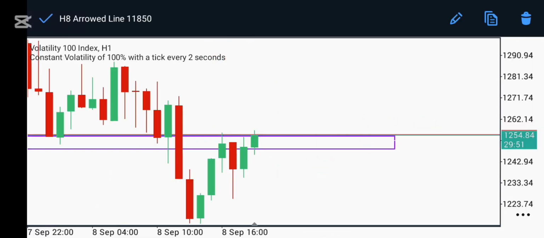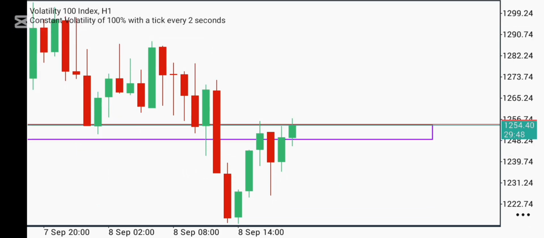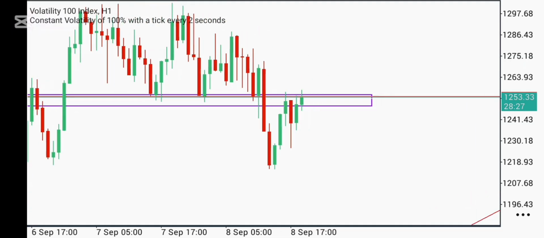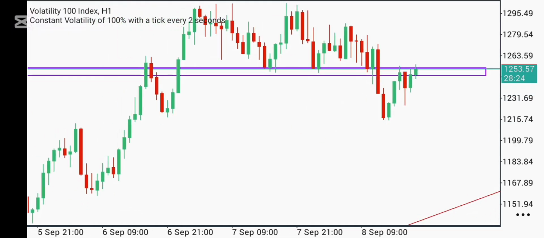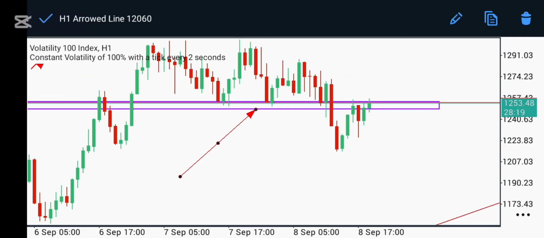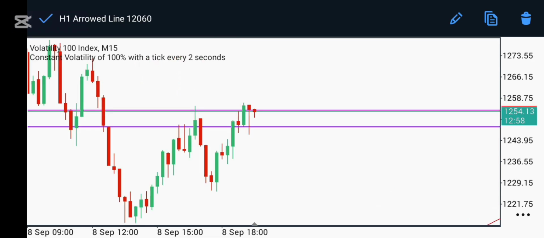Keep going down to H1. Now on the H1 time frame, you can see how many times the market retested, then broke below. That means the market actually closed. If you are looking from the 1 hour time frame, the market actually closed below, and then it's trying to retest the zone. So we're gonna head straight to the 15 minutes time frame to confirm.